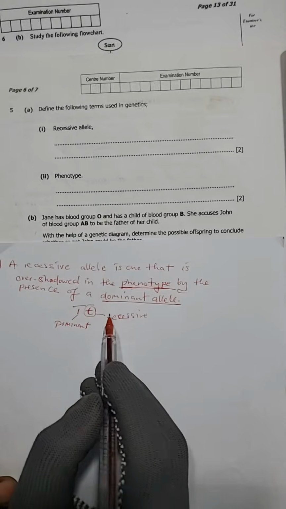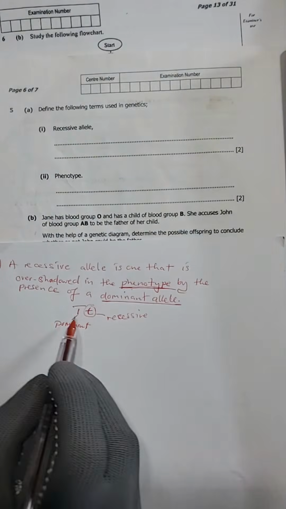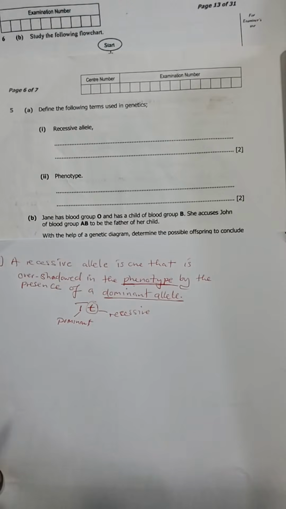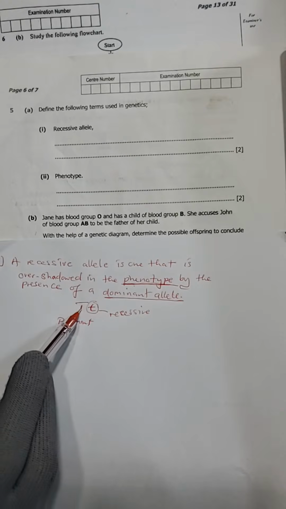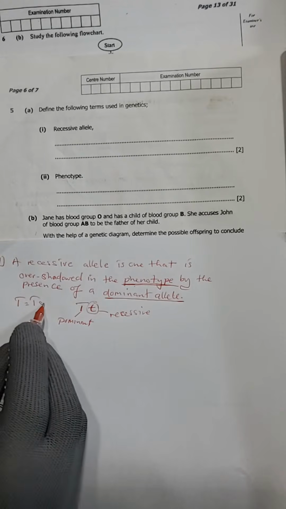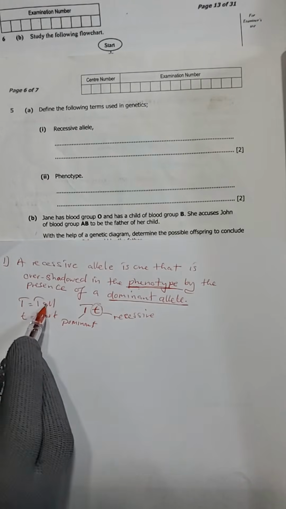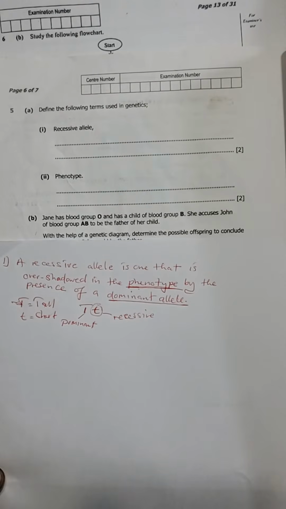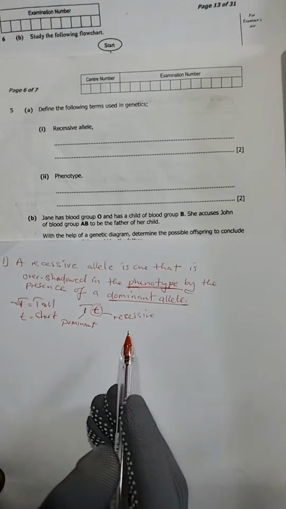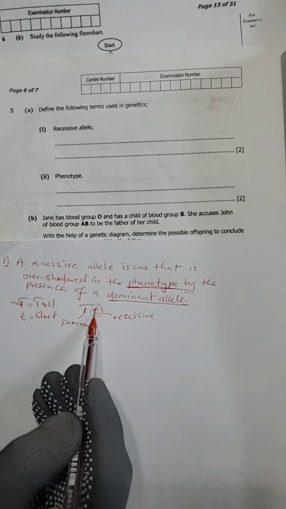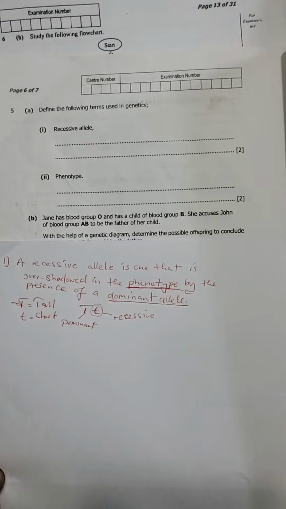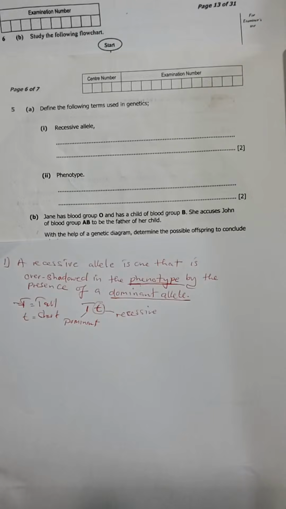If small t represents shortness and capital T is for tall, meaning tall is the dominant allele, you look tall, but you are just carrying a gene of shortness. That's what it means when you say a recessive allele. Then we have the second question here.